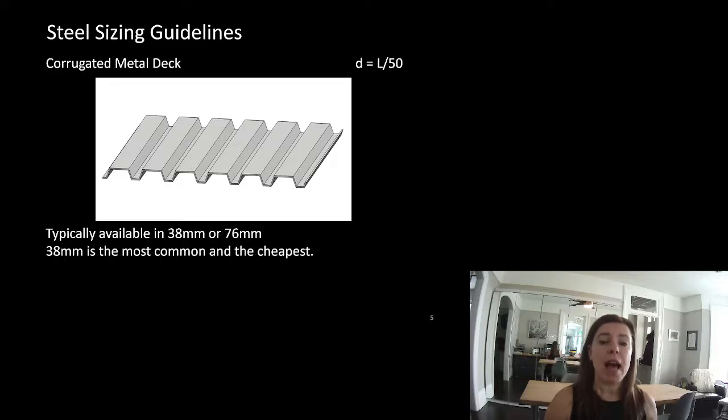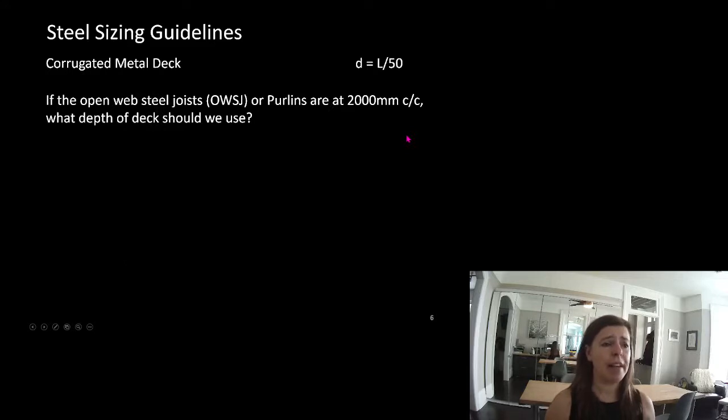All right? And so when could you use 38 millimeter deck? Well, let's take a look. We know that the sizing guideline is D equals L divided by 50. If the open web steel joists, so the open web steel joists are how far apart my hands are, or purlins, so my hands would be the purlins or the open web steel joists, are at 2 meters on center, or 2,000 millimeters apart, what depth of deck should we use?